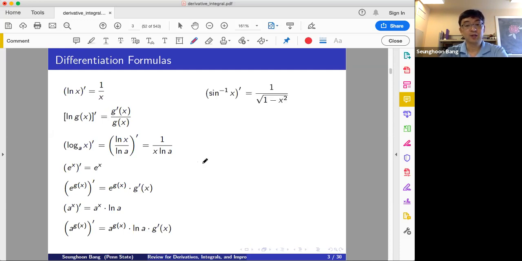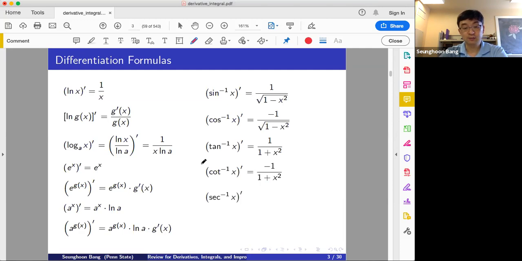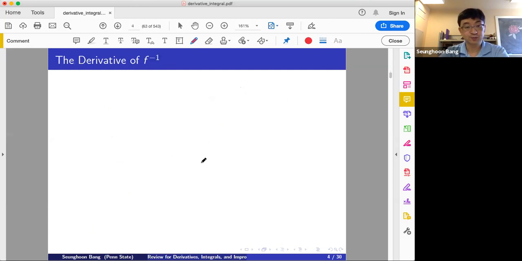Inverse sine of x prime is 1 over square root of 1 minus x squared. Inverse cosine of x prime is minus 1 over square root of 1 minus x squared. Inverse tangent of x prime is 1 over 1 plus x squared. Inverse cotangent of x prime is minus 1 over 1 plus x squared. Inverse secant x prime is 1 over x times square root of x squared minus 1. Inverse cosecant x prime is minus 1 over x times square root of x squared minus 1.